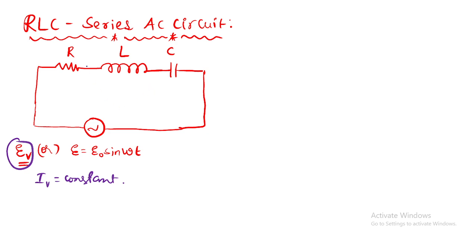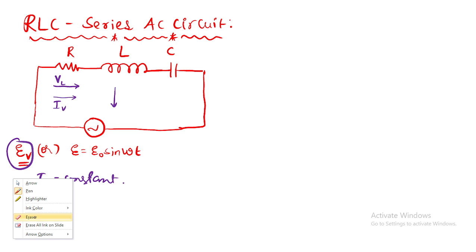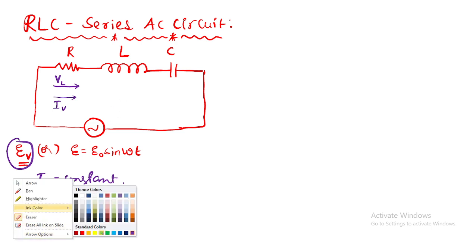Am I correct? So now inside this, if I try to show you, the voltage drop across the inductor, can I say it is VL, and the current passing through it is IV, which has the same phase everywhere. In an inductor, I told you current will be lagging. Yes or no? Current will be lagging, and who will be leading, buddy? The EMF, or voltage, will be leading. Am I correct? So that is what I am trying to show.